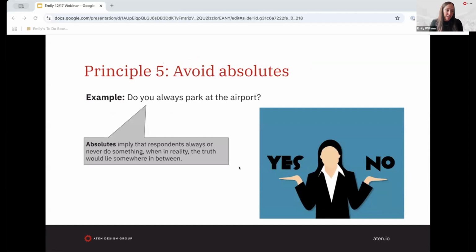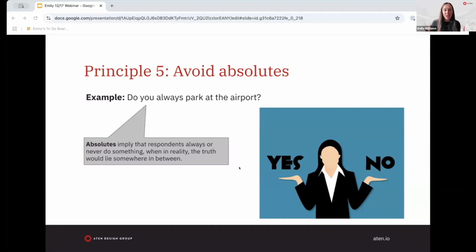And principle number 5, avoiding absolutes. So, kind of back to our example on parking. If we ask something on a survey like, do you always park at the airport? Well, I might some of the time, but some of the time I don't. Some of the time I take an Uber, some of the time I stay at a friend's house and they take me. There's a lot of different ways that you can get to the airport.